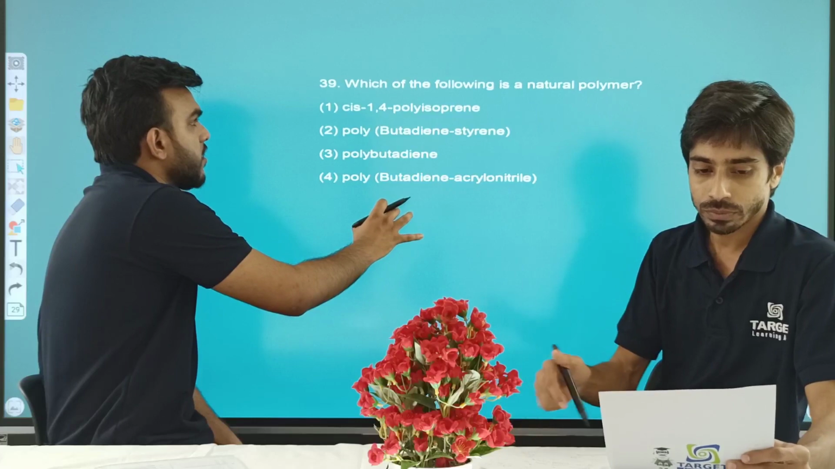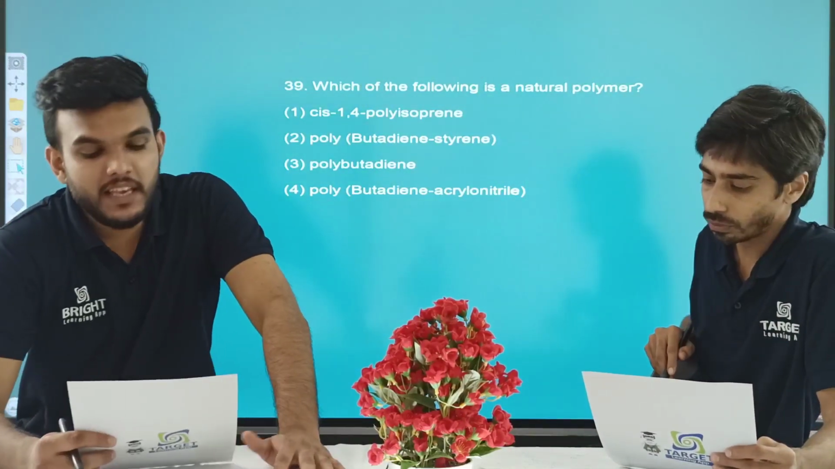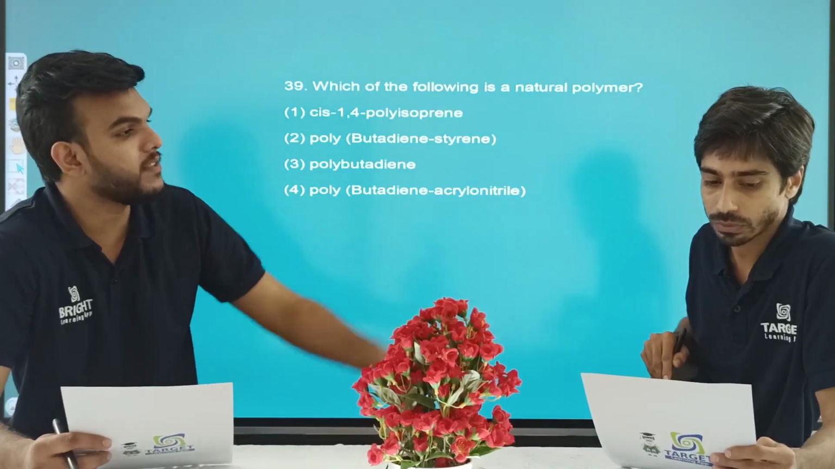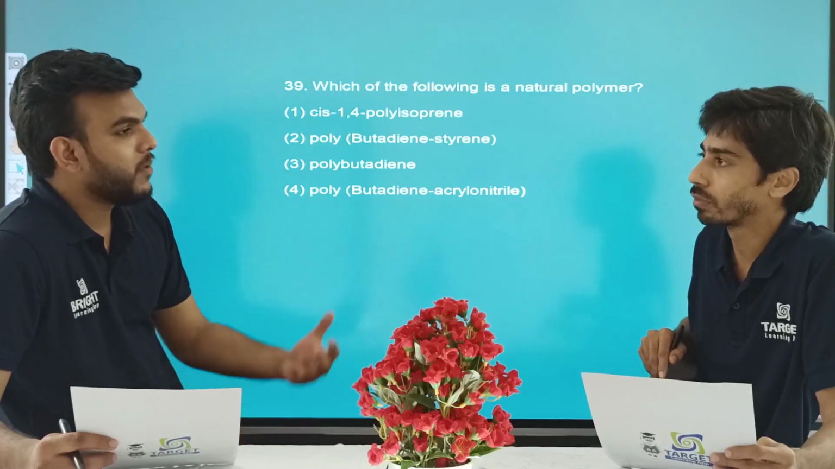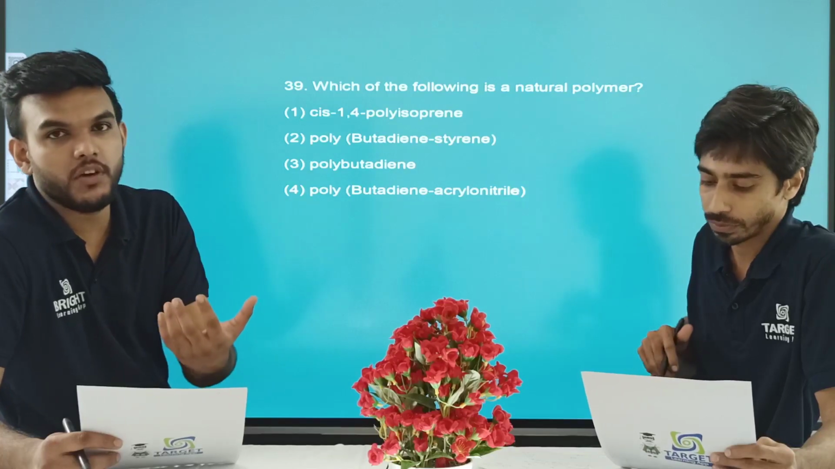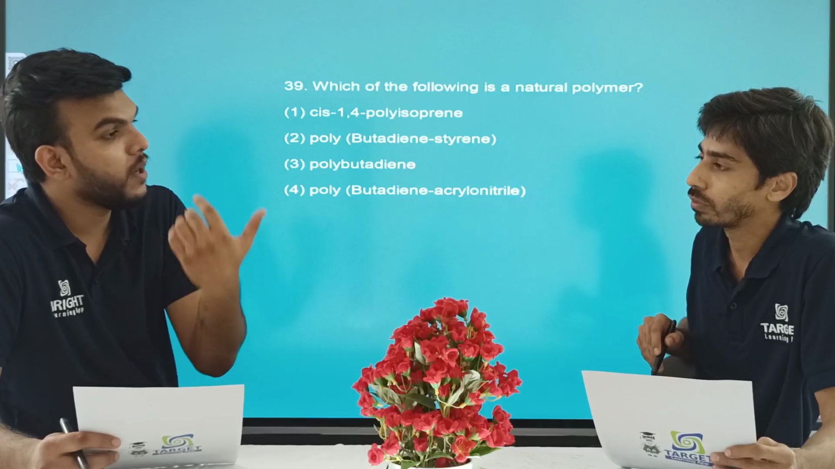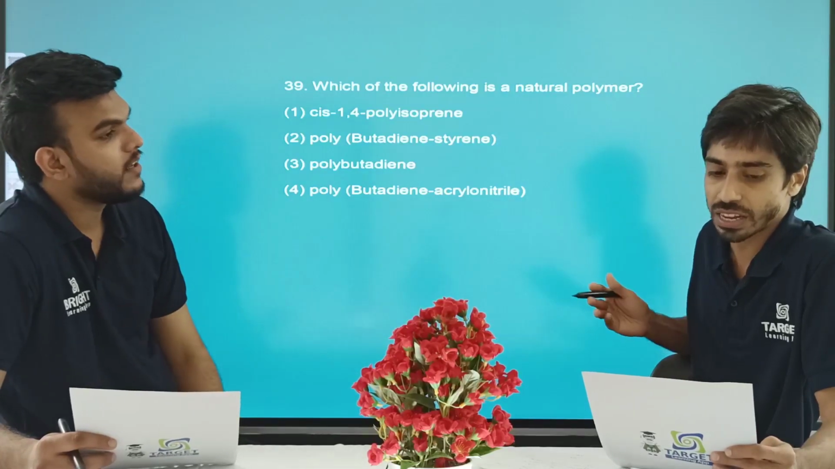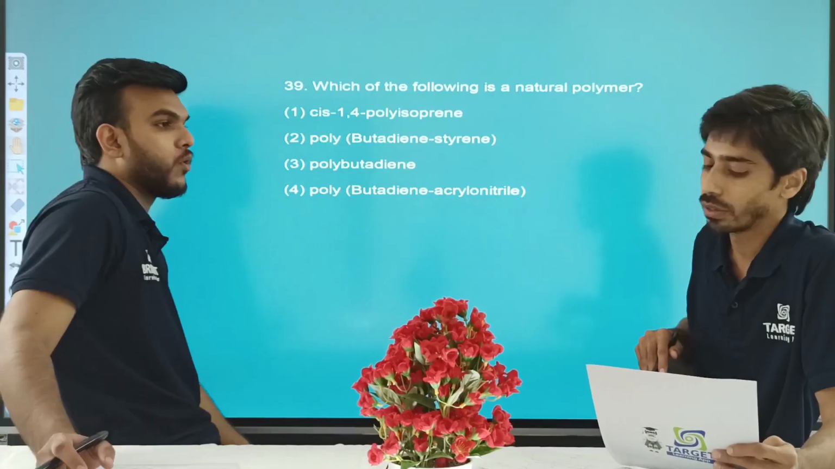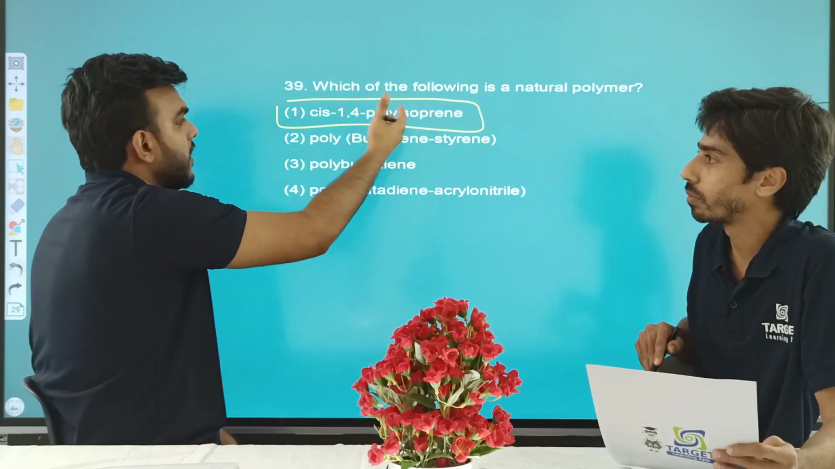In this question, see here, students: which of the following is a natural polymer? It is very clear from the first example itself, that is isoprene, the rubber. We know that rubber is known as isoprene, and cis isoprene is the basic unit of rubber. It is given as cis 1,4 polyisoprene, a cis isomer. That itself will be the natural polymer, because this is known as rubber. No need of going for further things, because we can say it directly.